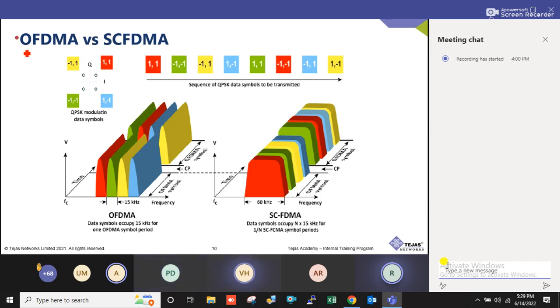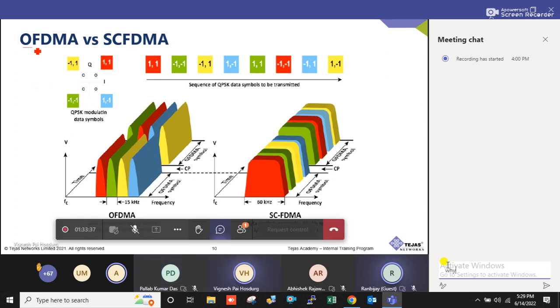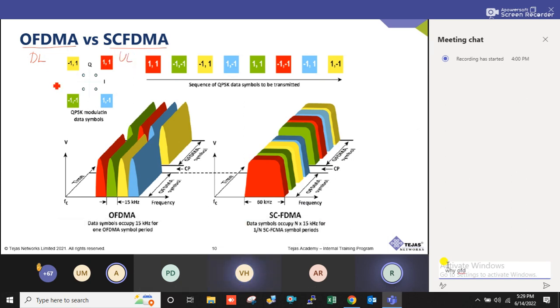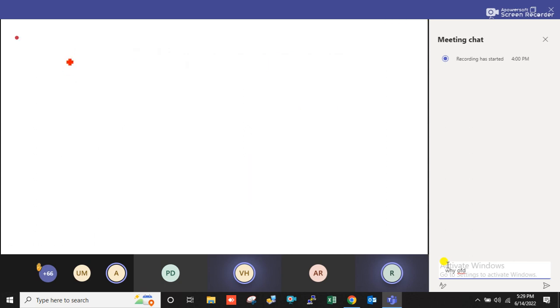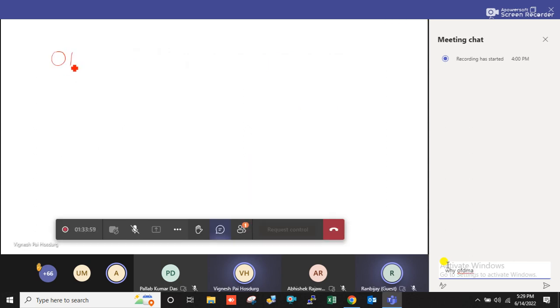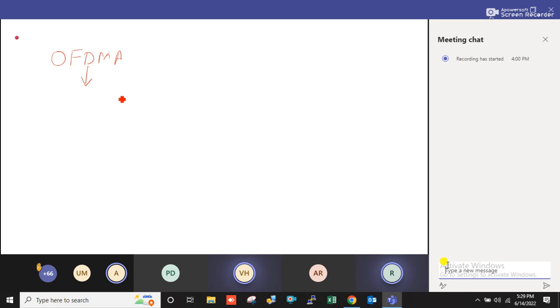Let me start with the next important concept in LTE, which is called OFDMA and SCFDMA. Basically, it is a multiple access technique which we use in uplink and downlink. Any doubts? First let me explain what this really means. The first thing we have to understand, which I think everybody now understands, is FDMA, frequency division multiple access, wherein a unique frequency is allocated to each and every user.